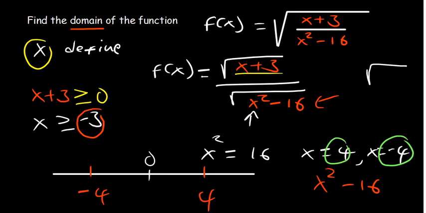If I plug 0 into that function, I'm going to have a negative 16, which is going to be undefined, because the root of a negative 16 we basically can't determine, so we don't want that.